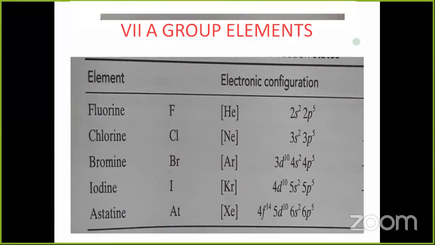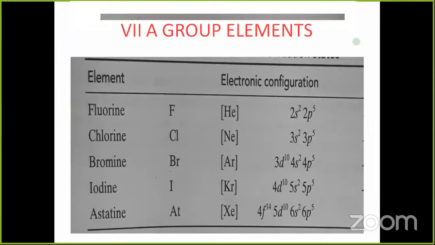All are non-metals. First 4 are non-metals. Astatine has metallic nature. They are non-metals. Fluorine is a gas. Chlorine is a gas. Bromine is a liquid. Iodine is a solid. So first 2 elements are gases.